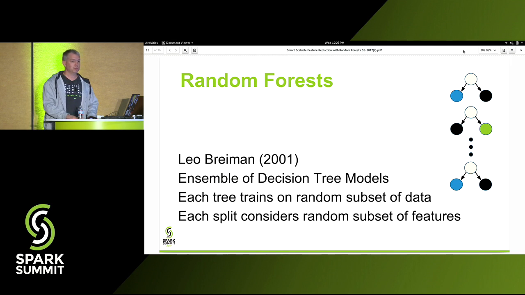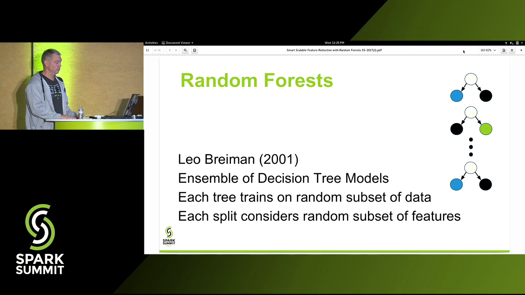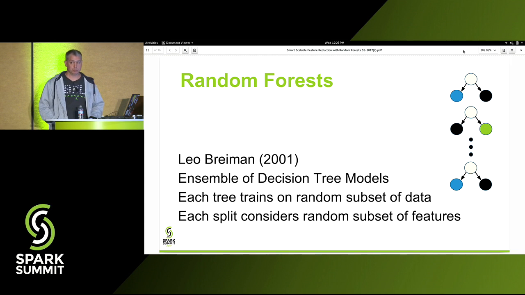First detour, crash review of random forest clustering. Random forests were introduced by Leo Breiman in 2001, and they are a kind of decision tree ensemble model where each tree is trained on some random subset of the data, and each split in the tree is considering some random subset of the features at any given time.